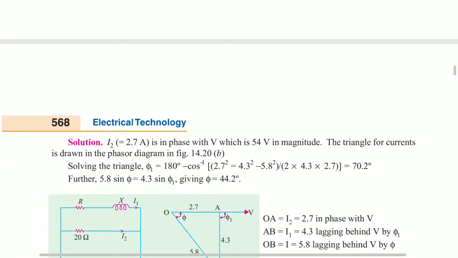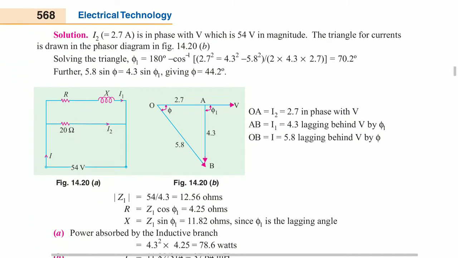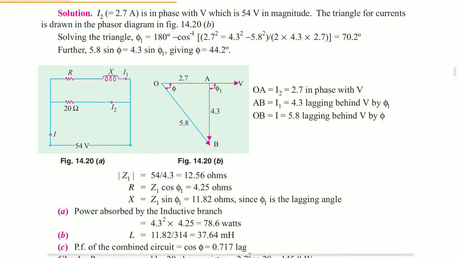Now see here, solution. I2 is equal to 2.7 amps, in phase with V, because only resistance is present in branch 2. So the applied voltage and the current are in phase. So I2, 2.7 amps, is in phase with V, which is 54 volts. Both are in phase. Why? It is a resistive circuit.